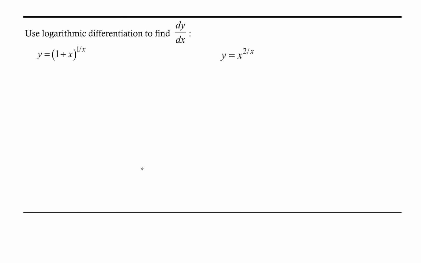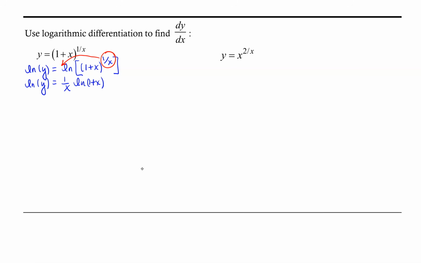We're going to start by taking the logarithm of both sides of the equation. So we'll have the natural log of y equals the natural log of the quantity 1 plus x raised to the 1 over x power. And then one of the properties of logarithms is that this exponent can become a multiplier. It can come out front of the logarithm. So we would end up with the natural log of y equals 1 over x times the natural log of 1 plus x.